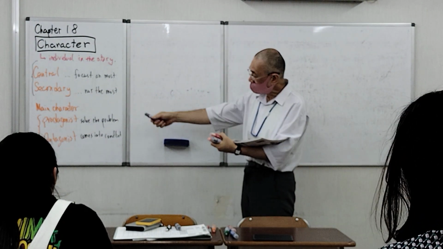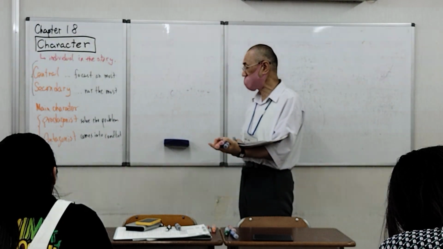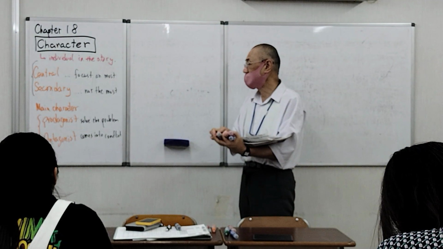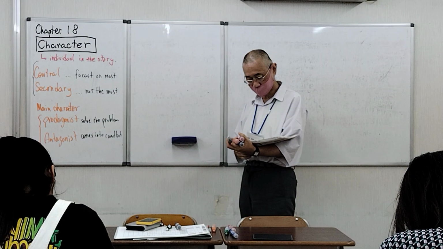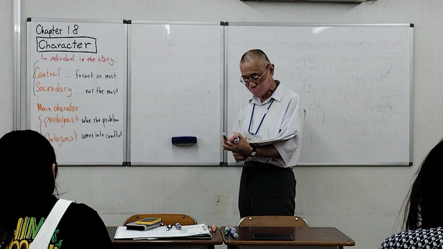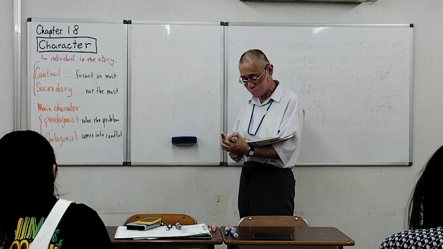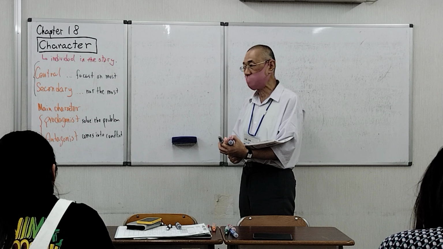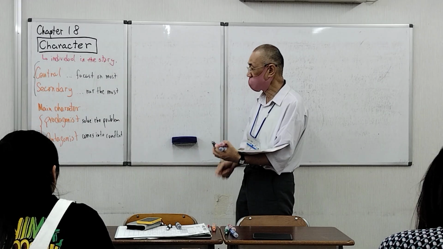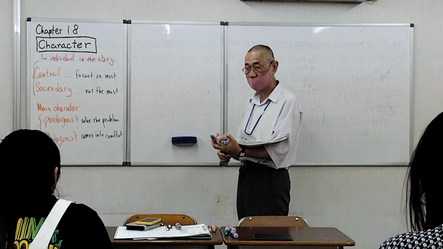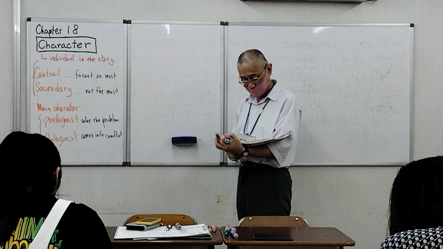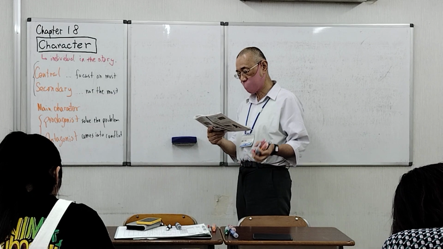So, the protagonist and the antagonist are opposites. Sometimes the protagonist is the main character, but not always. The antagonist must not be the main character. Okay? Here's an example.